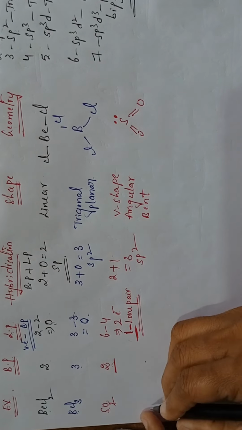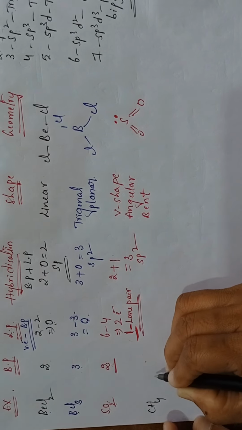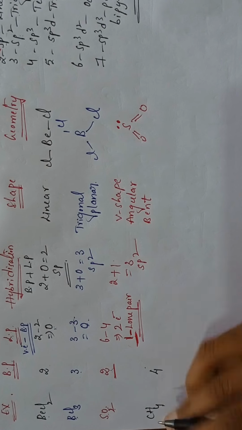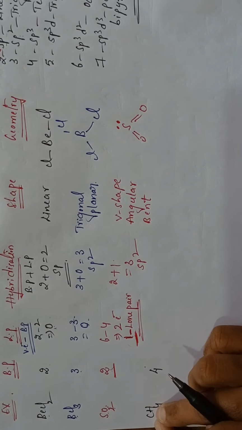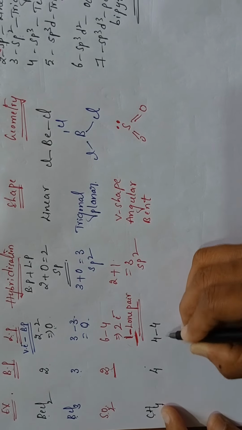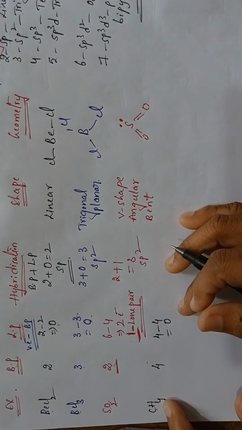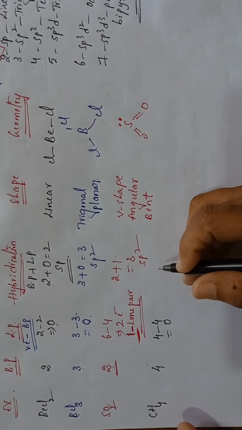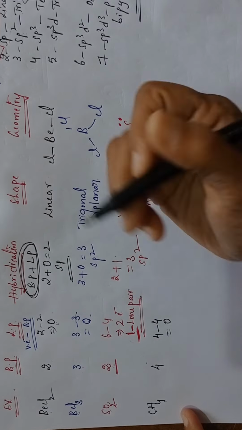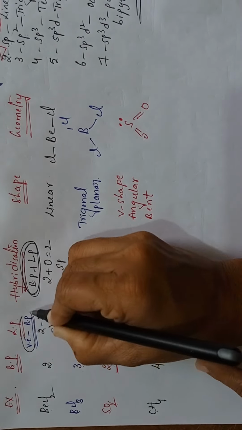Now sp3 hybridization example, I am taking methane, methane. Now tell me students, how many bond pairs are there? 4 bond pairs. How many lone pairs? Carbon valence electrons 4 minus bond pairs 4, total 0. No lone pairs. Are you clear? Lone pairs 0, students. Then hybridization, how to find it? Bond pairs plus lone pairs. This is the formula, students.